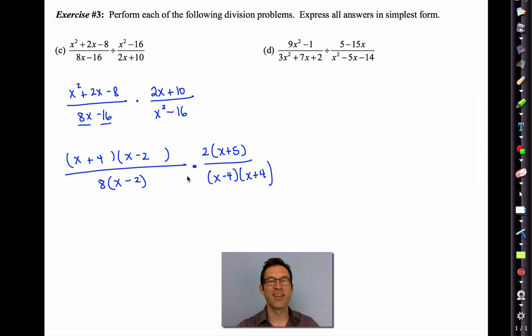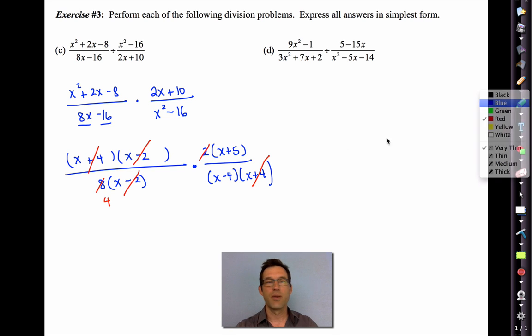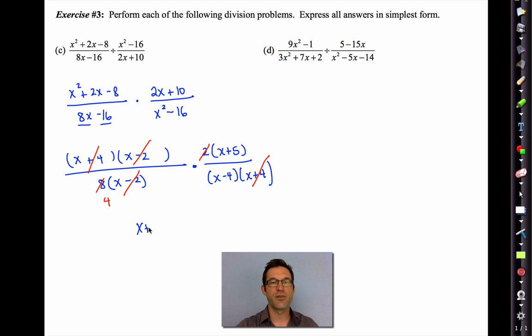Maybe go in red to cancel. I like the red for canceling. X minus 2 cancels x minus 2. X plus 4 cancels x plus 4. 2 goes into 8 4 times. And I think I'm done. My final answer has an x plus 5 in the numerator and a 4 times x minus 4 in the denominator.